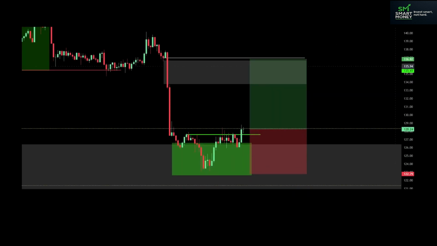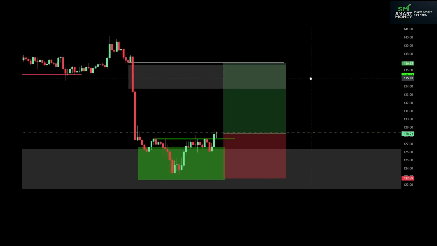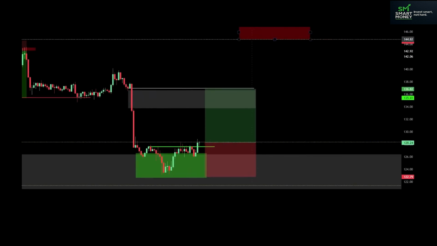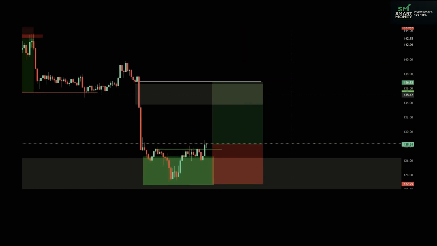What we're doing is, since we found our entry, we're looking for draws on liquidity, which are potential magnet areas, which is going to pull price towards these areas after we look for an entry. This is a very good setup. You could also look to target the highs of the week as well. It all depends on how you like to trade and how long you like to hold your trades.